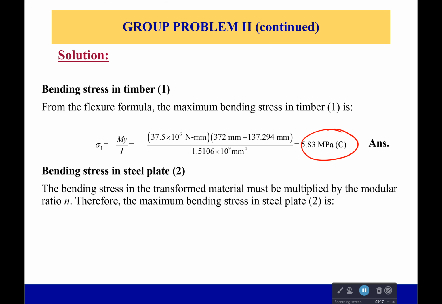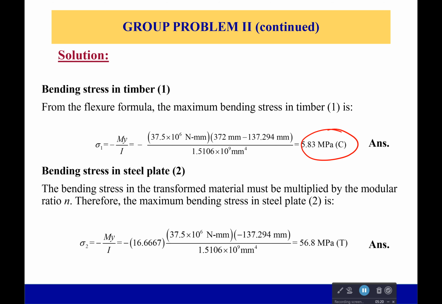And for the steel plate, it would be all the way at the bottom. The reason you don't see anything here is simply because it was 0. The bottom edge is at 0 for that steel plate. And so what we get then is 56.8 megapascals. I know you don't see an N here. That is a mistake. There should be an N in there for the modular ratio. It just wasn't put in that original equation.